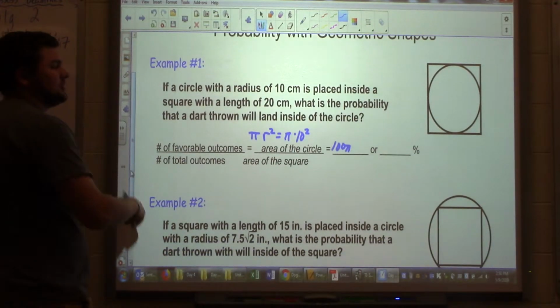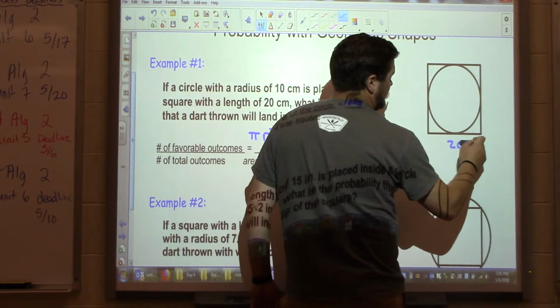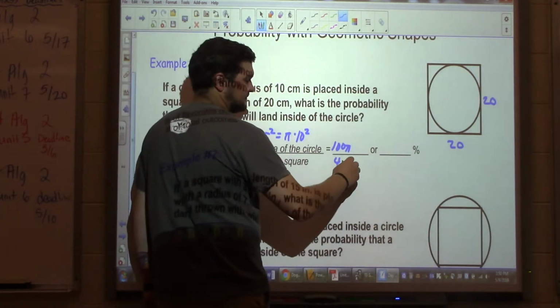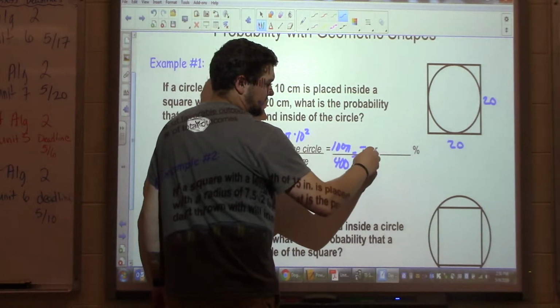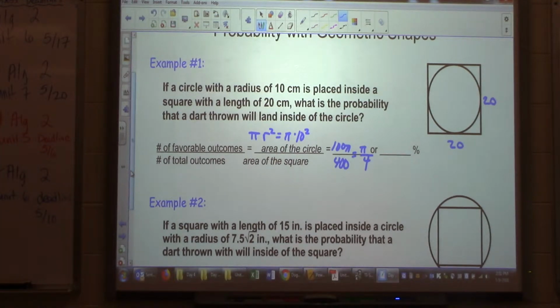Area of the square is going to be my total, right? The square is the outside shape. So that has a length of 20. 20 times 20 will give me 400. My fraction will reduce to pi over 4. Right? Take 100 out of top and bottom.